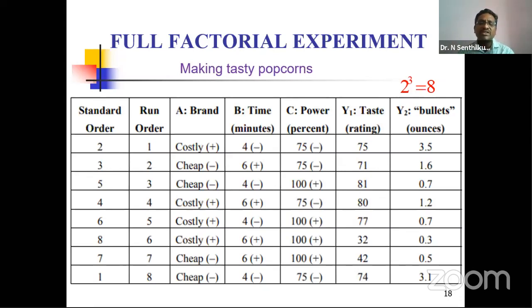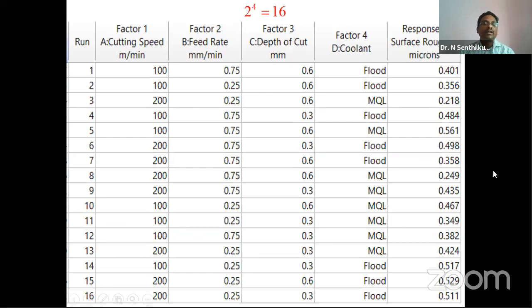So these outputs we can analyze in many methods, and that is a separate topic. So here, 4 factors I have considered: cutting speed, feed rate, depth of cut, and coolant. And 1 output. Here, the cutting speed is changed between 2 values, 100 and 200, similarly for the other inputs. So 2 power k, so 2 power 4, which is 2 into 2, 4, into 2, 8, into 2, 16. So 16 experiments I'm going to consider.